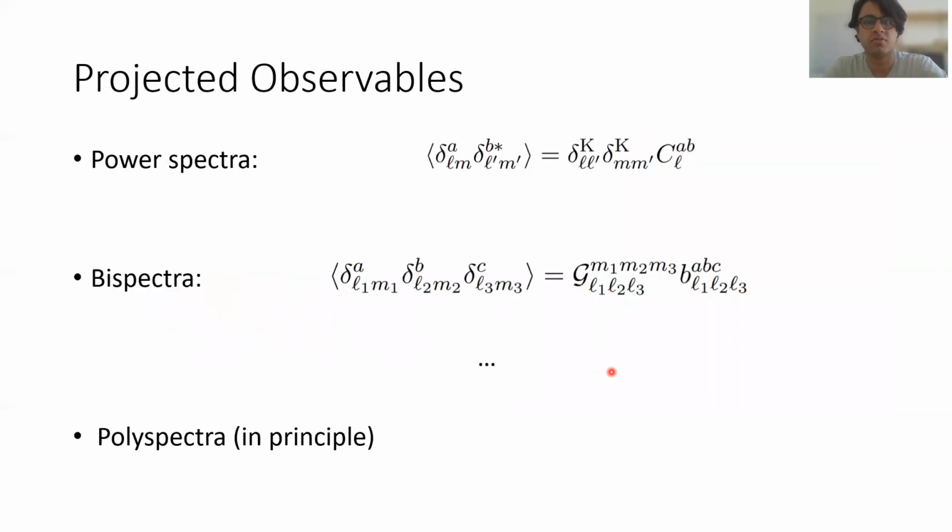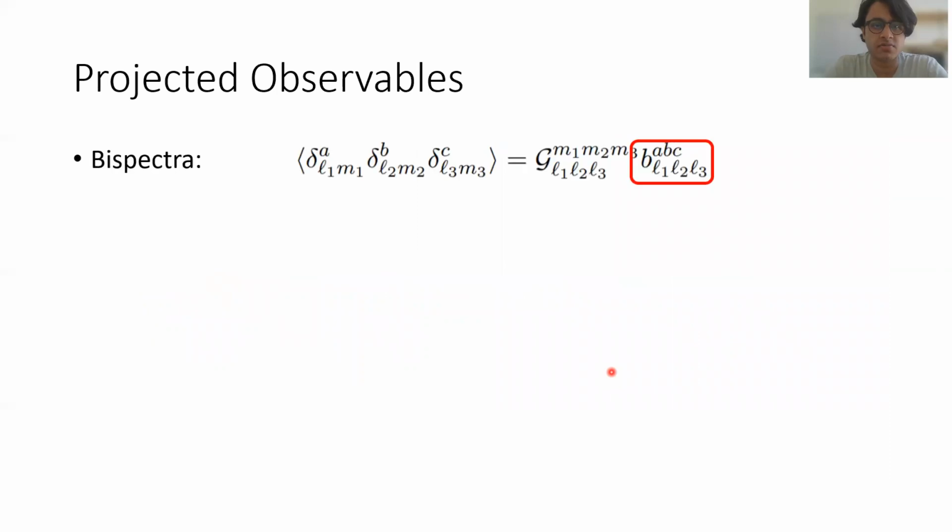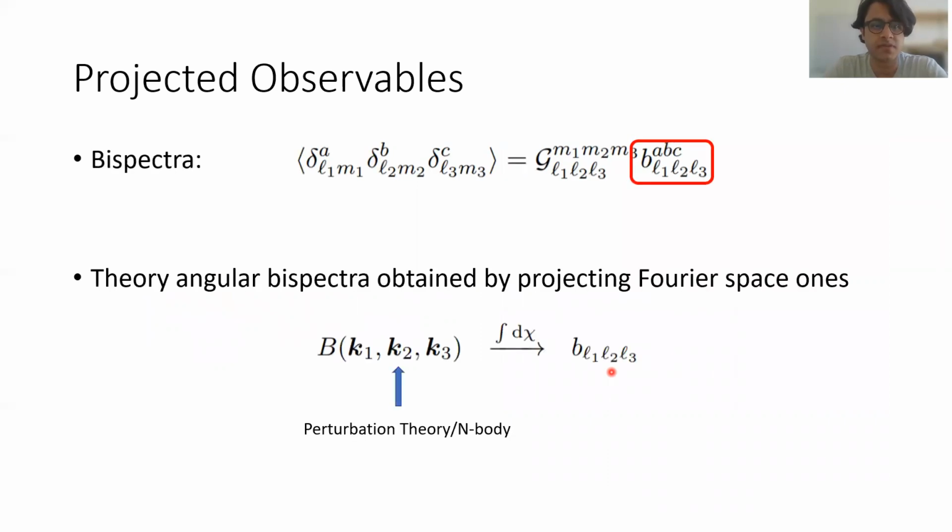Now, with the help of these two maps, we can construct power spectra, bispectra, and a number of polyspectra. But in this work, we'll be focusing on the three-point function of the bispectrum. Now, the three-point function of density modes can be broken down into a geometric piece given by this factor G, and the angular bispectrum, which is highlighted in red. And this contains all the non-trivial physics.